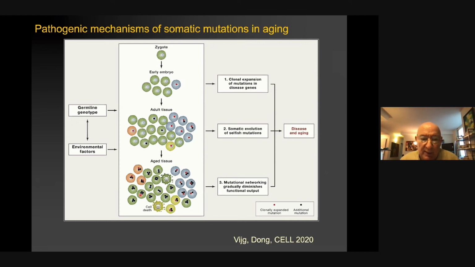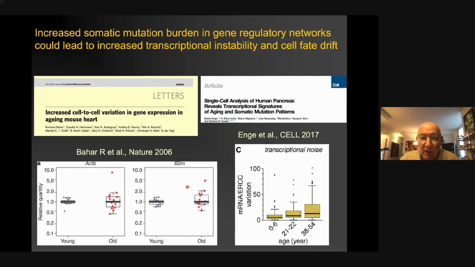Now, finally, and in my opinion, the most interesting thing is, is it possible that just an increased burden of somatic mutations randomly, but beginning to affect, of course, all your gene regulatory networks, can that actually lead to decline of function? Well, obviously, we don't really know that. That's something we need to figure out. But it's possible that that actually happens, that this increased somatic mutation burden could begin to affect transcription. It will lead to increased transcriptional instability. You will see a sort of a random variation.